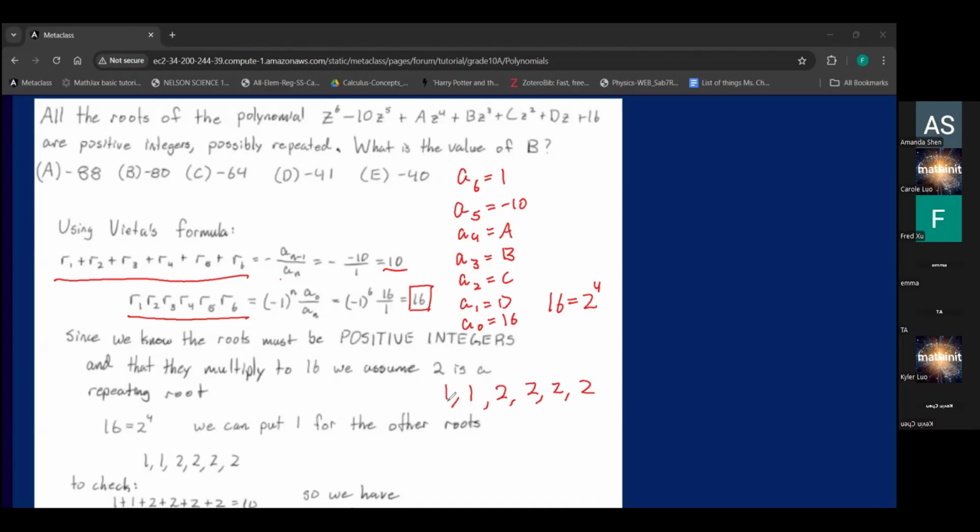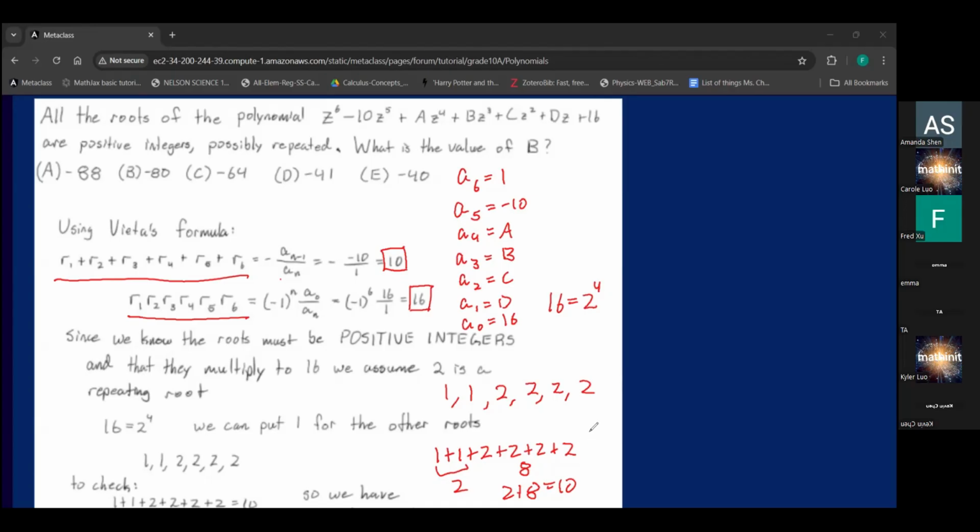And so we can test this out: 1 times 1 times four 2's is equal to 16, so this works out for the product. Now we can try 1 plus 1 plus 2 plus 2 plus 2 plus 2. Four 2's is 8, 1 plus 1 is 2, and 2 plus 8 is equal to 10. Perfect. So two 1's and four 2's work out for the two values that we got here.